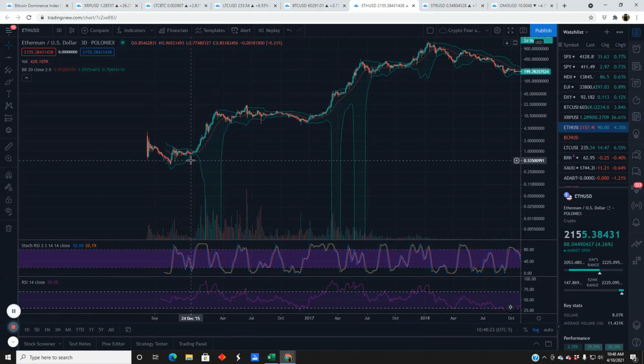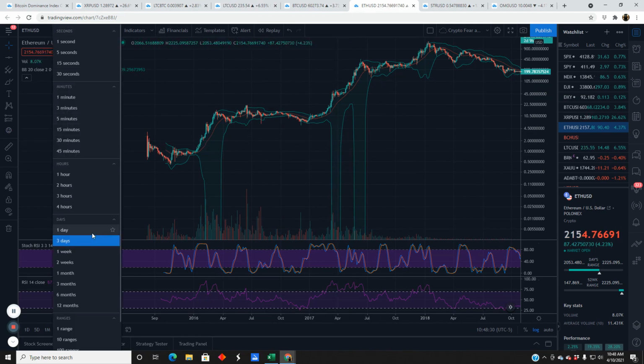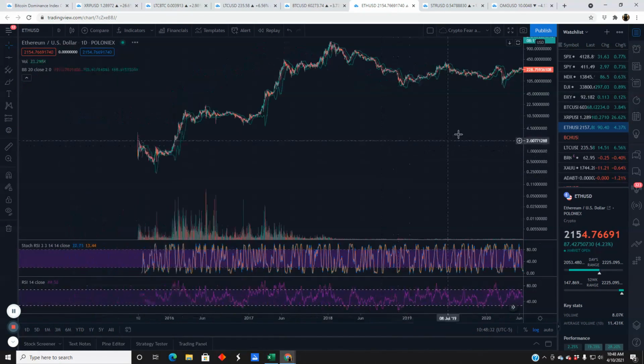And we went up. Consolidation phase here. Mouth started opening, and we went up. That's on the 3-day. Let's look at the 1-day.